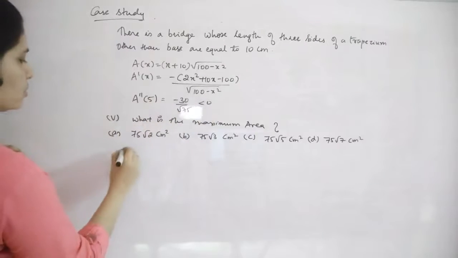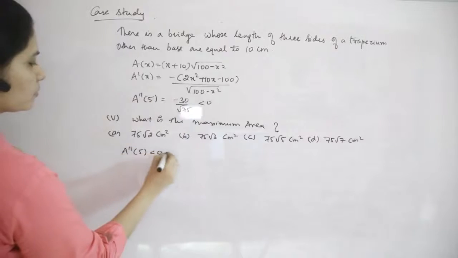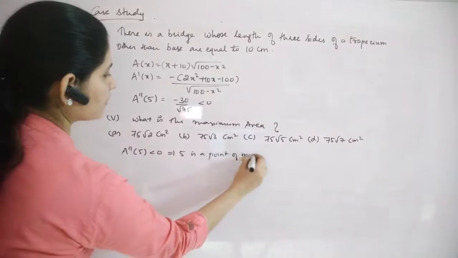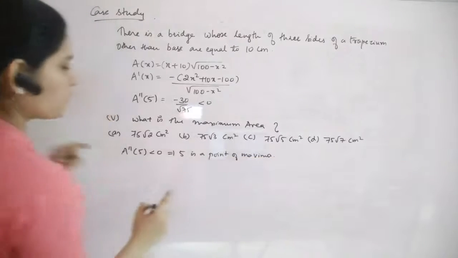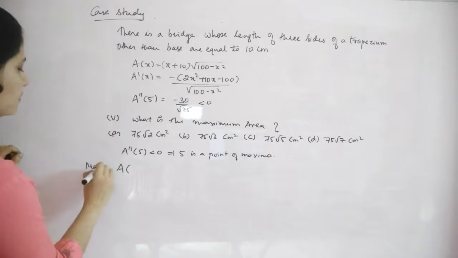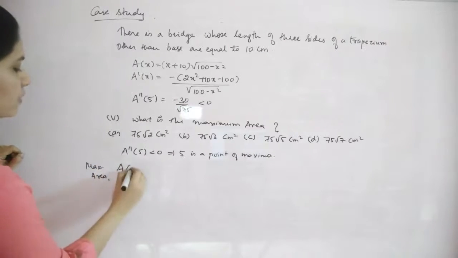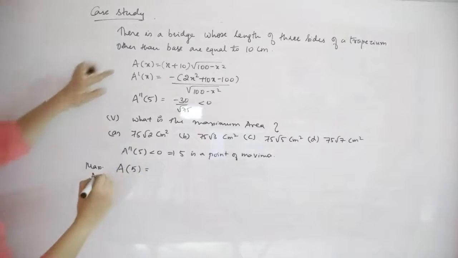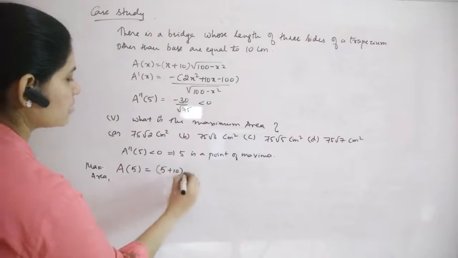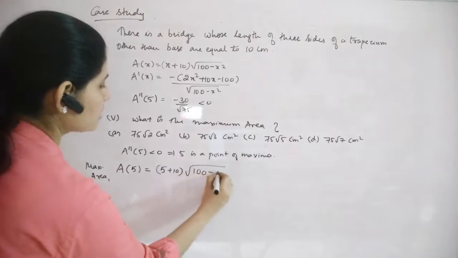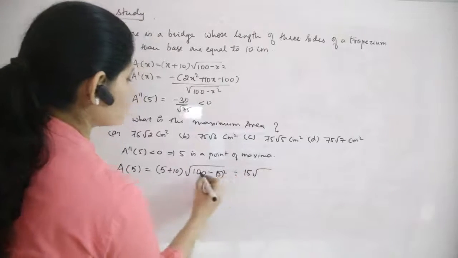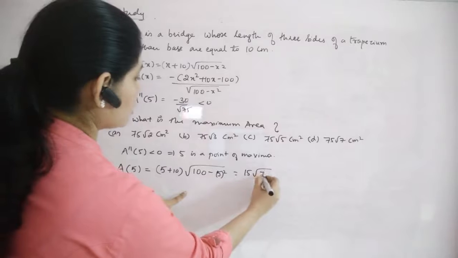f double dash of 5 is less than 0. 5 is a point of maxima. That means at this point the function is maximum. The maximum area will be found when you replace x with 5 in the area function. So it will be 5 plus 10 into root of 100 minus 5 square. What you are getting? 15 into root of, this is giving you 75.